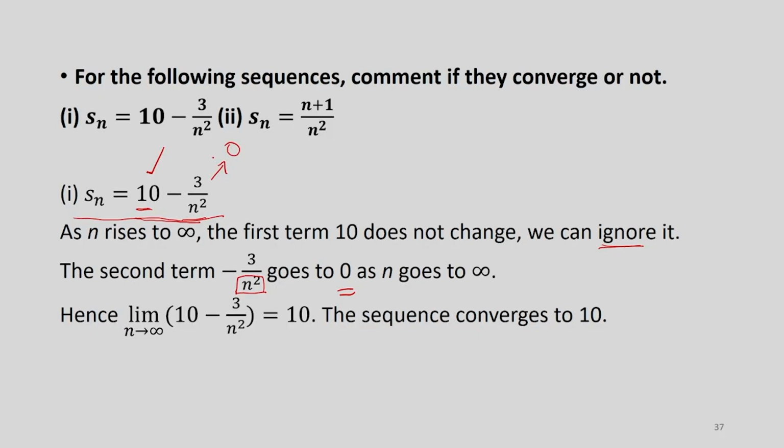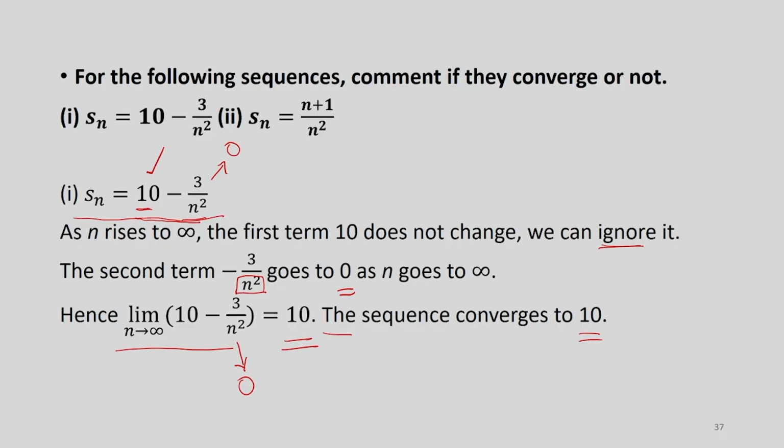What happens to the entire thing? What happens to Sn? That is what I have written here. Limit n goes to infinity Sn is equal to limit n goes to infinity 10 minus 3 divided by n square, and that we have seen is equal to 10 because this part is going to 0, right. And as we know, that is the definition: if Sn tends to some constant as n goes to infinity, then the sequence converges. In this case, the sequence converges to 10.